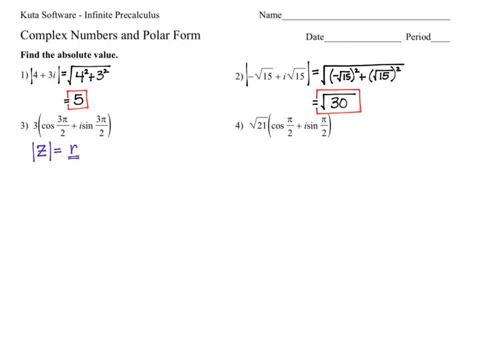For problem number 3, to find the absolute value, that is the modulus, which is the r, it's already in the problem right there, the 3. So the answer is actually in polar form. You've got it, the absolute value. Same thing for number 4, and there's the answer.